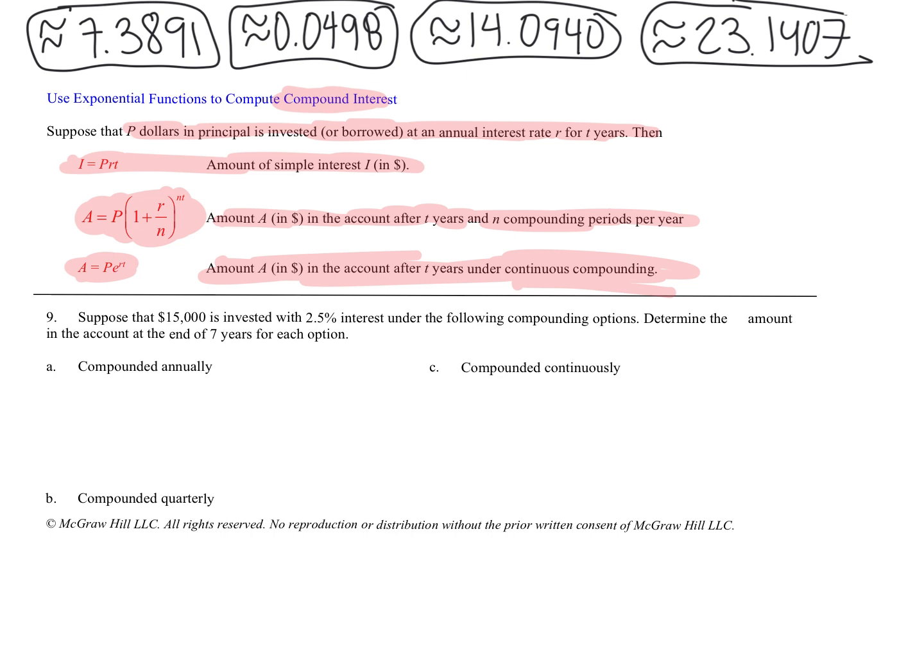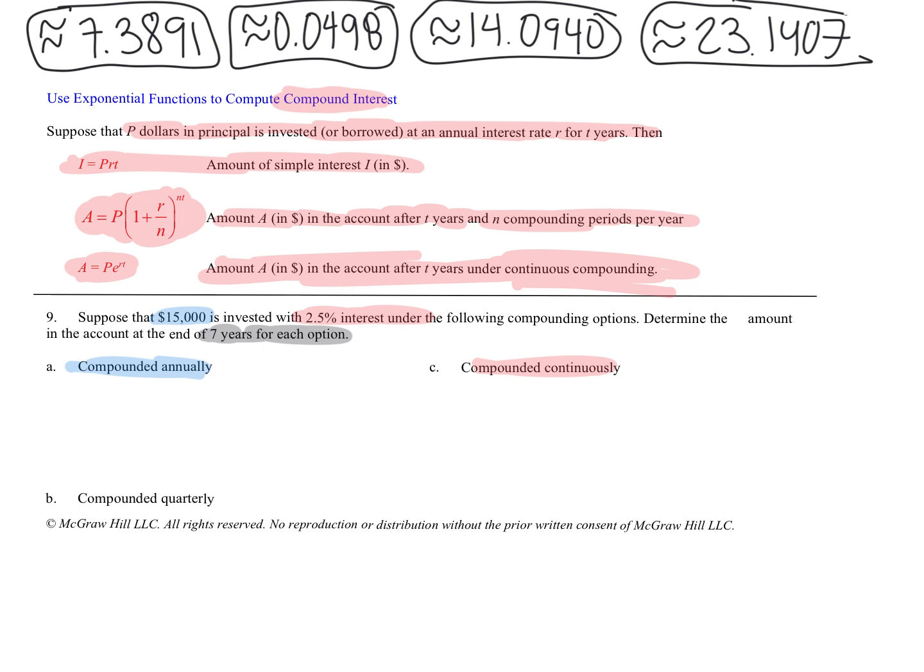So it says, suppose that $15,000 is invested with 2.5% interest under the following options: compounded annually and compounded continuously. Determine the amount in the account at the end of 7 years for each option.